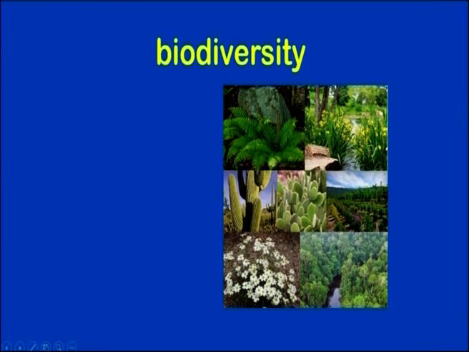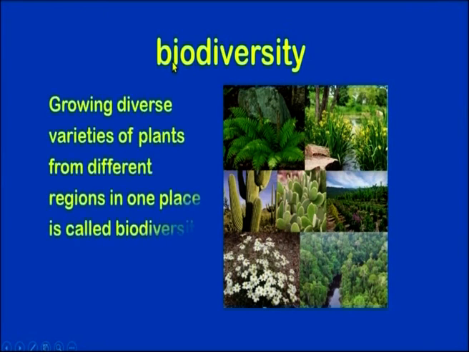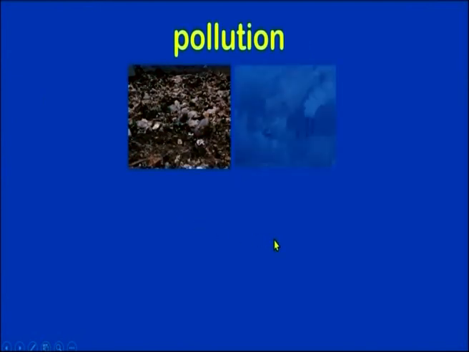But when they are grown in a single place, it is called biodiversity, children. Bio means living. Diversity means variation. Here we are dealing only with plants, so I am showing only plants here. Growing diverse varieties of plants from different regions in one place is called biodiversity. Got it, children? Yes.